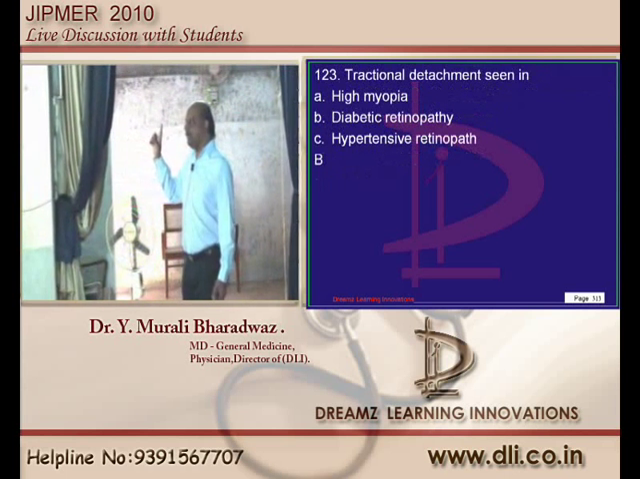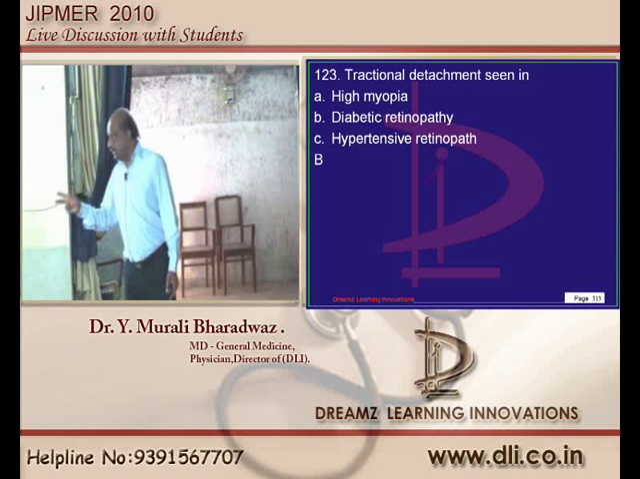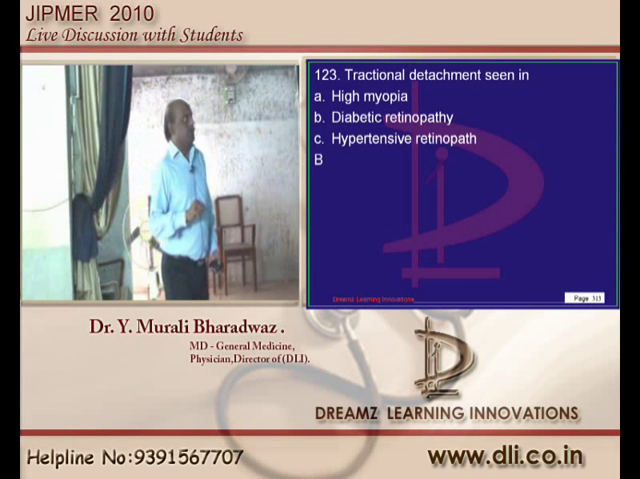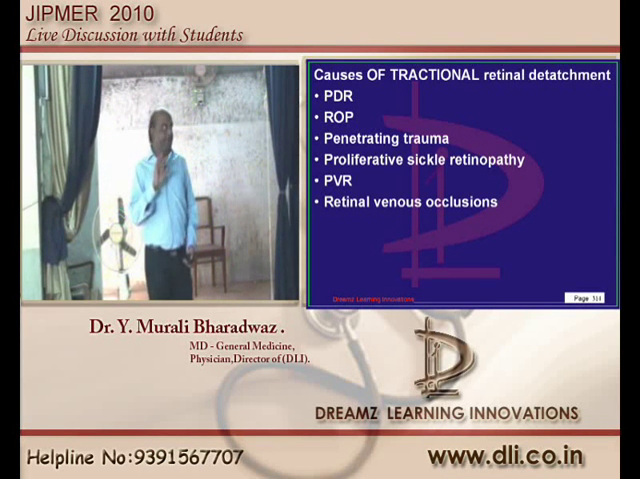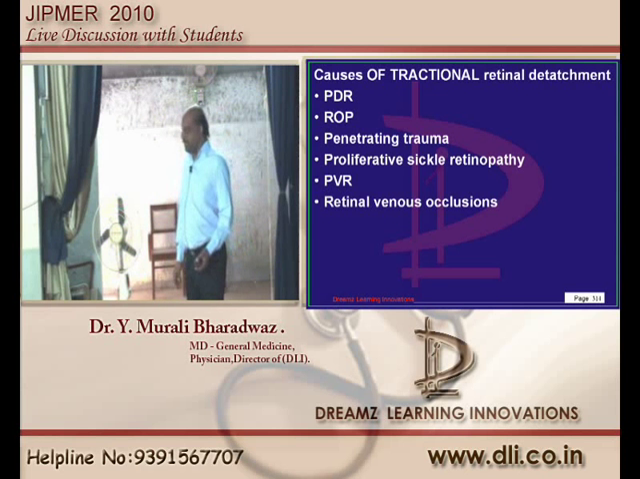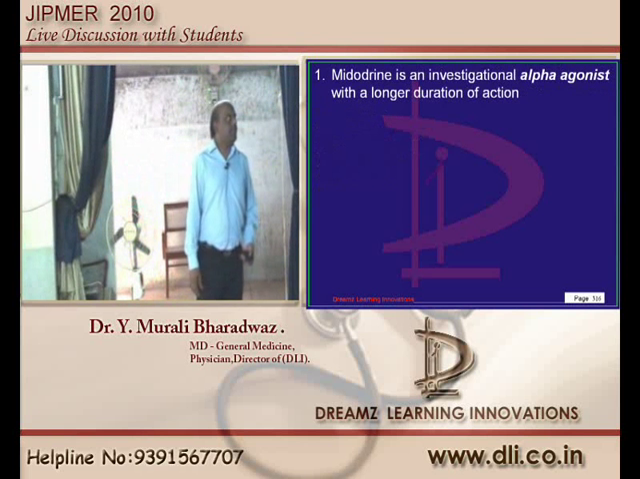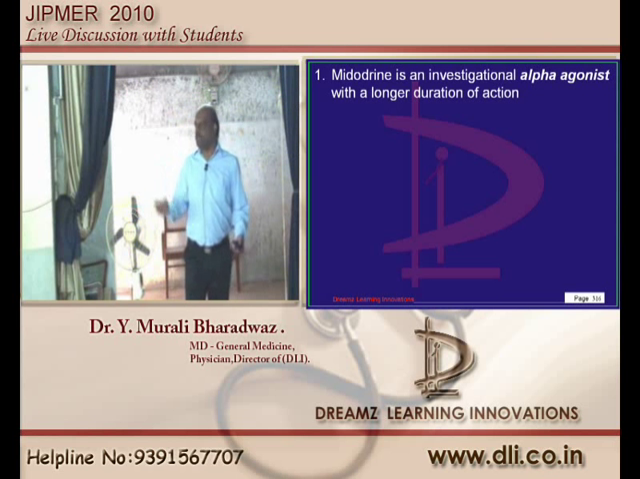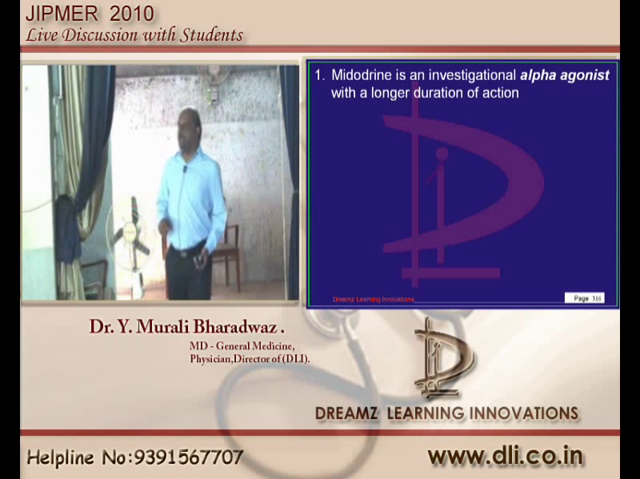Now one question on retinal detachment will be there: exudative, tractional, what is one more? Rhegmatogenous. So proliferative diabetic retinopathy, retinopathy of prematurity, penetrating trauma, sickle cell retinopathy and retinal venous occlusions, they are all part of tractional retinal detachment, is what needs to be remembered. If there is postural hypotension, if you want to manage, we use a drug called midodrine, which is an investigational alpha agonist drug which acts like a vasopressor and anti-hypotensive agent by being an alpha 1 agonist, is what needs to be understood.